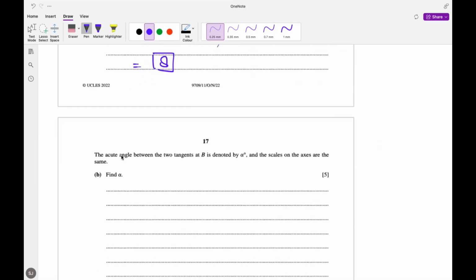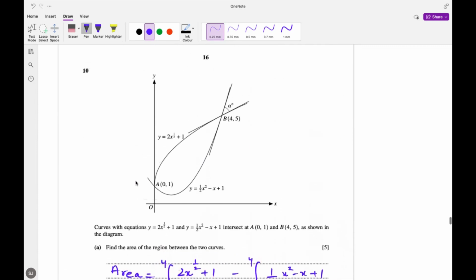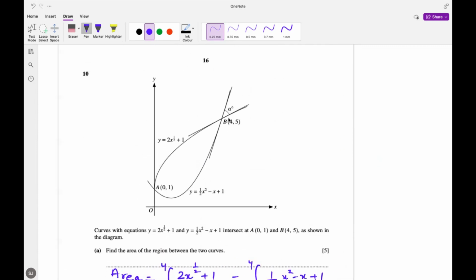In part B, the acute angle between the two tangents is denoted by alpha. So we have to find the value of alpha. Now, to understand how to find the angle between these two tangents, what we must understand is that if a line has a gradient of, let's say, 2, it means that the y value is 2 and the x value is 1, as gradient is given by y over x, or change of y over change of x.